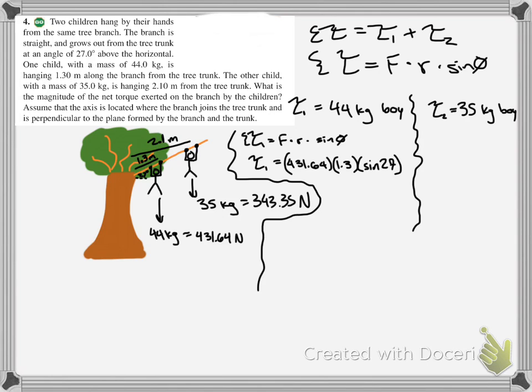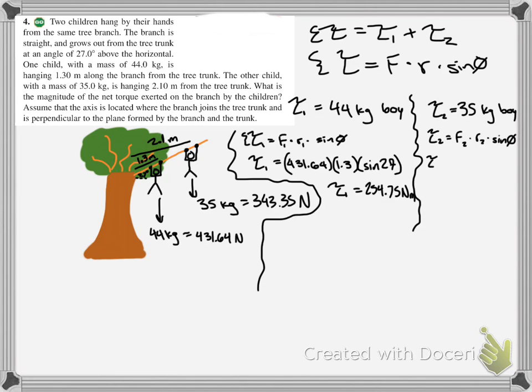That's because the first boy, the force that he applies is 431.64 newtons. The distance that he is from the axis of rotation of the tree is 1.3 meters, and the angle, which they tell you, is 27 degrees. Plug that into your calculator and you get 254.75 Newton meters.